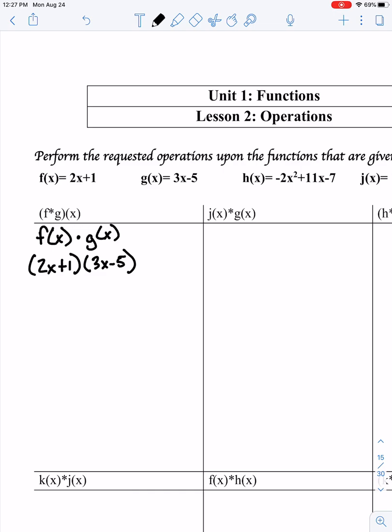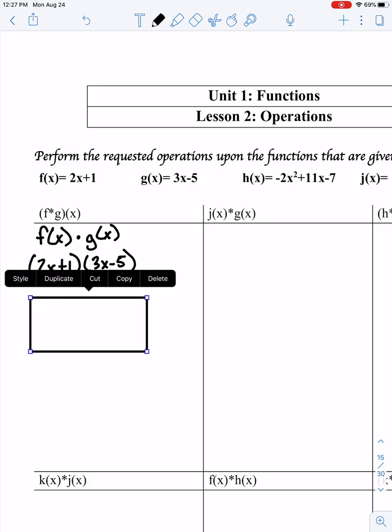Now, I said the box method, so let's actually talk about what the box method is. It's essentially a box, okay? Now, the size of the box is going to vary depending on how many terms you have. And remember, a term is separated by addition and subtraction signs. So in this particular question, I have two terms for f of x. So I have 2x and 1.